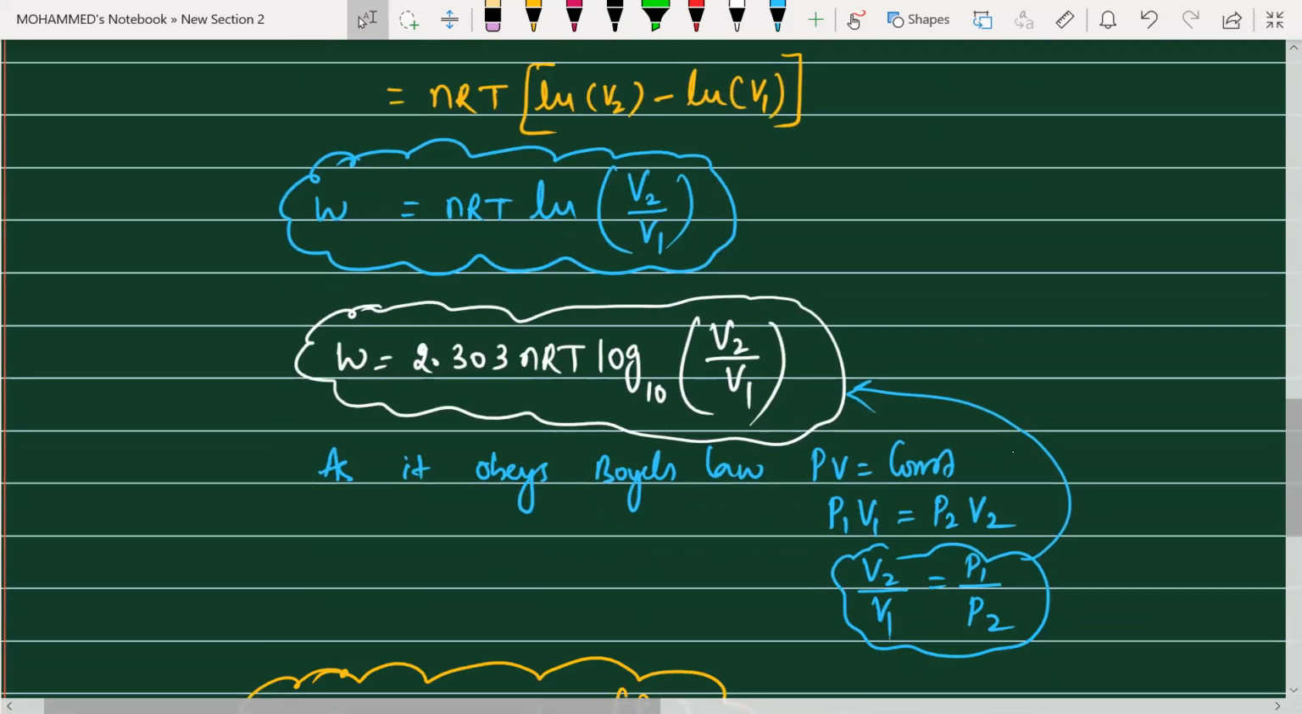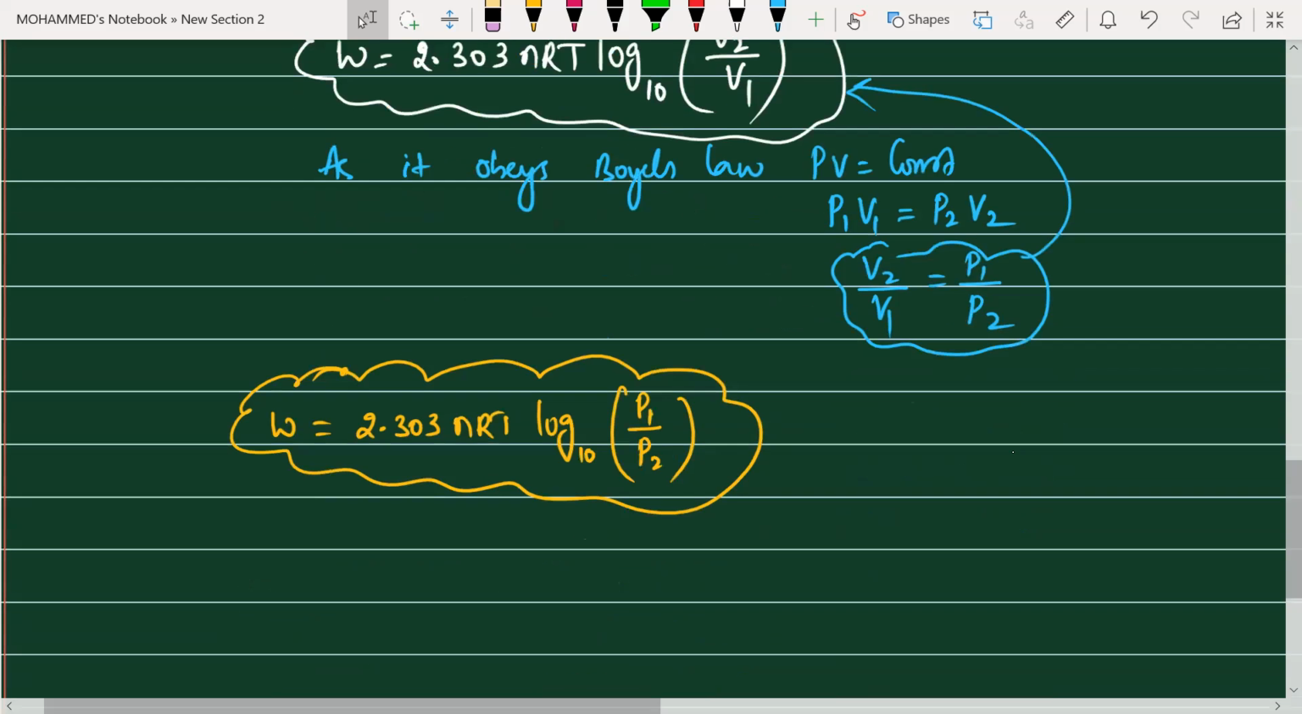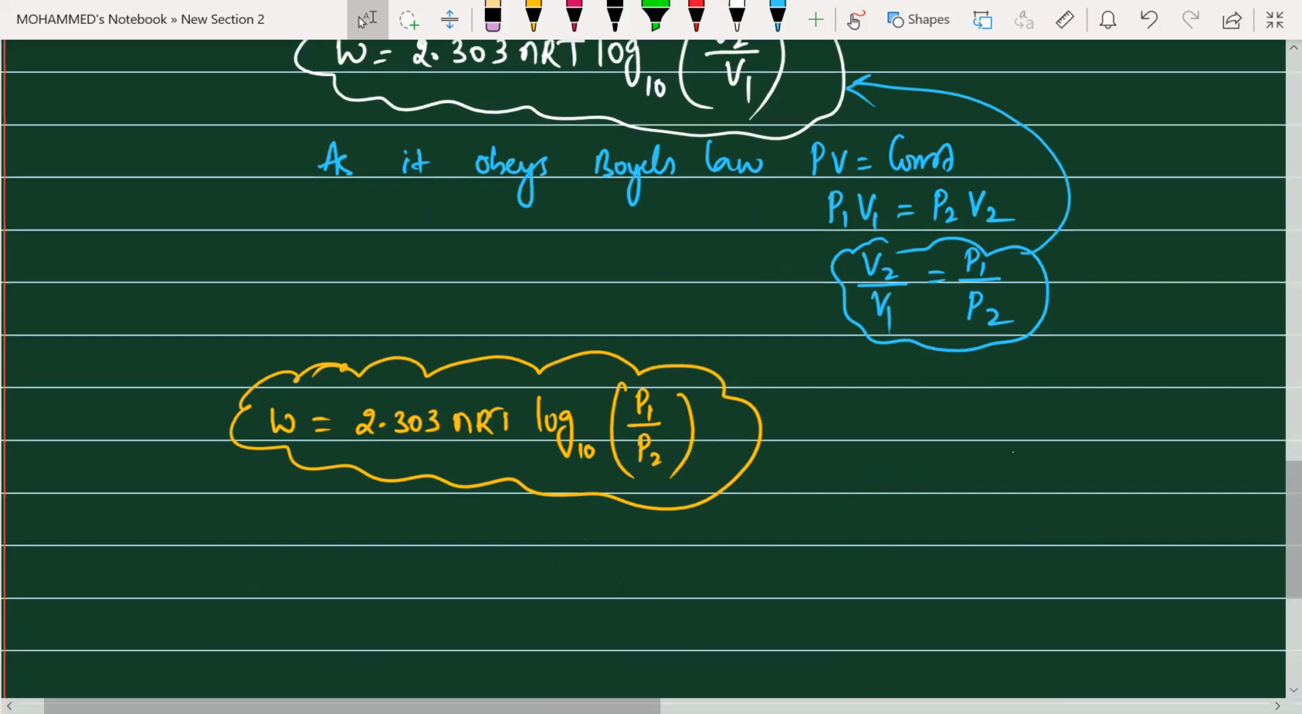V2 by V1 can be written as P1 by P2 because it is obeying Boyle's law. Because at constant temperature, P is inversely proportional to volume. So PV is equal to constant, so P1 V1 is equal to P2 V2. So ultimately, we are getting the formula W is equal to 2.303 nRT log to the base 10 P1 by P2. Is it clear?